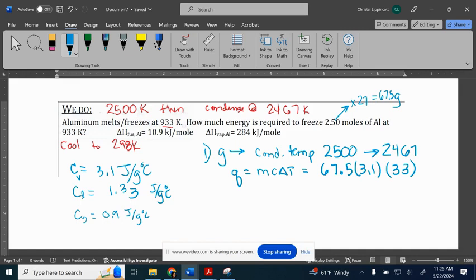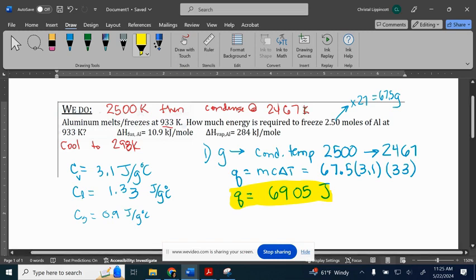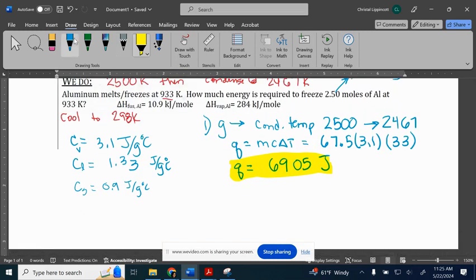So I'm going to multiply these out together, and this is going to be my first value. So 33 times 3.1 times 67.5. So that is a Q value in joules of 6905, and that's going to be joules. So that's our first amount. So we want to keep track of this guy here, and then we've got to figure out another amount. So that's step one. Step two then.